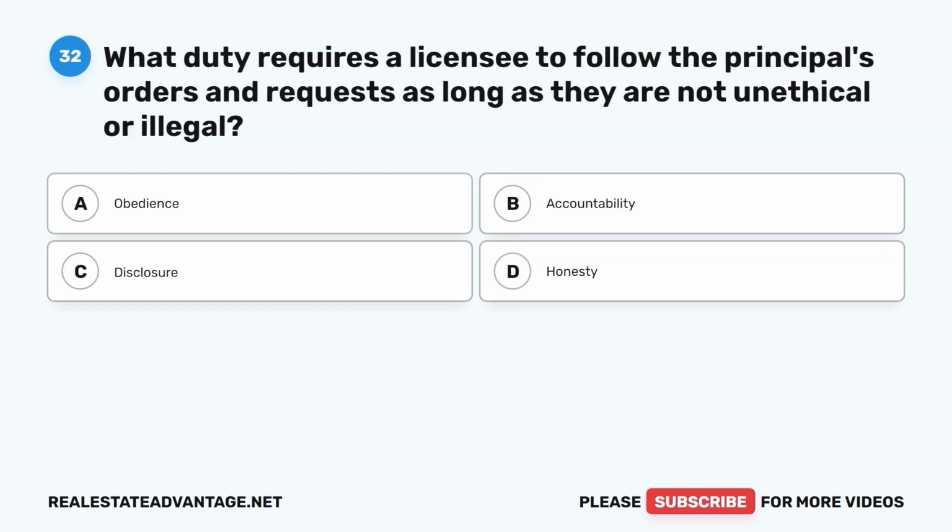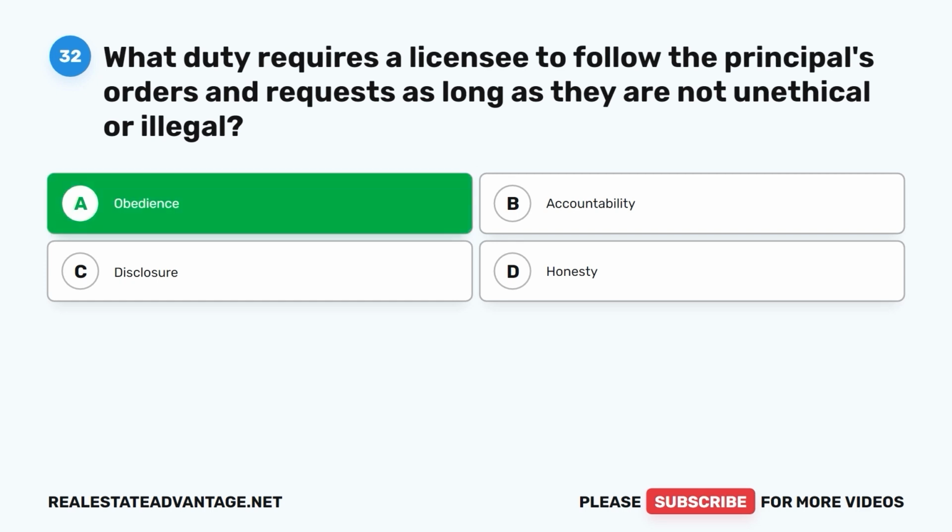Question 32. What duty requires a licensee to follow the principal's orders and requests as long as they are not unethical or illegal? A. Obedience, B. Accountability, C. Disclosure, D. Honesty. The correct answer is A. Obedience.